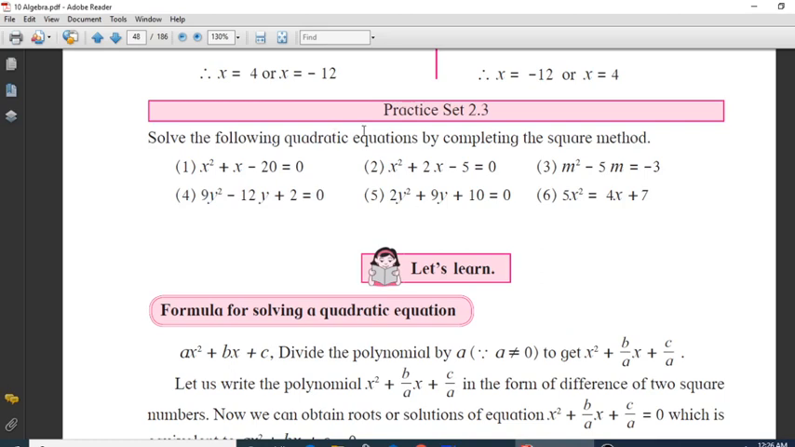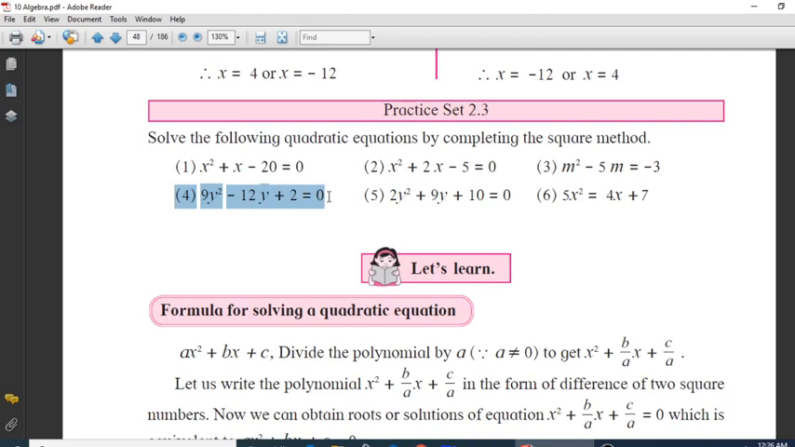Now we're going to start practice set number 2.3 from Maharashtra State Board textbook from Mathematics Standard 10th. Now question is solve the following quadratic equation by completing square method. So this is the only question in this exercise which we need to solve. We will take these two questions. This question number 1 I am going to solve and this question number 4.